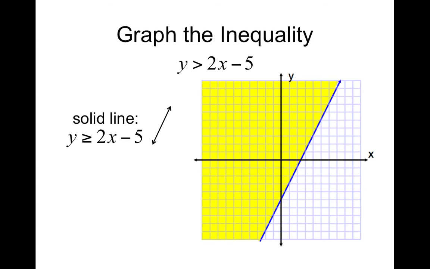However, the points that lie along this blue line don't make our inequality true. We don't want to include the points that are on the line. So we indicate that with a dashed line. For y is strictly greater than 2x minus 5, we'll use a dashed line to indicate that we're not including the line itself, only the shaded part that's to the left of the line.